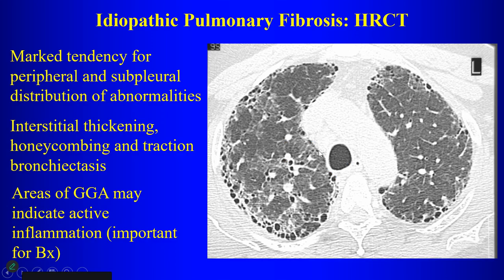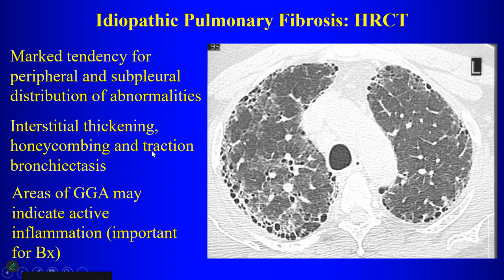And so on CT, you'll have this characteristic appearance of peripheral subpleural honeycombing. So we recognize these as honeycombing as opposed to emphysema because the cysts have somewhat thicker walls. Also, they're stacked. So these thick-walled cysts that are stacked, right, that's the appearance of honeycombing on CT.